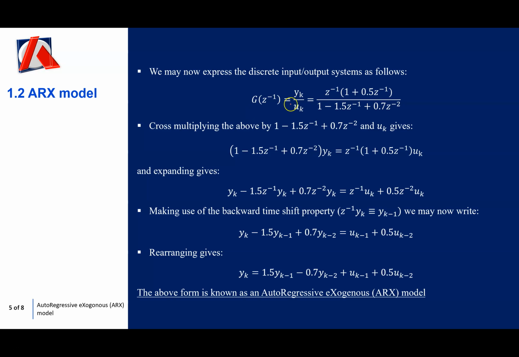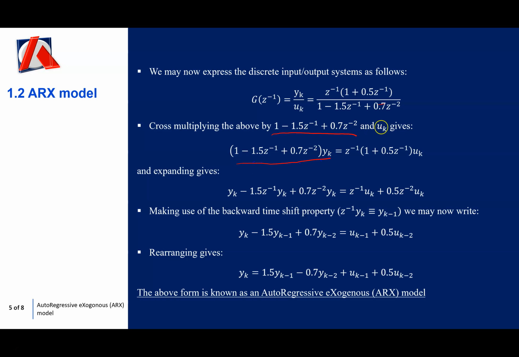Here, this is what we've just captured. What I'm going to do is cross-multiply by the denominator here. So you can see that's going to multiply by y(k). Hence you end up with that.